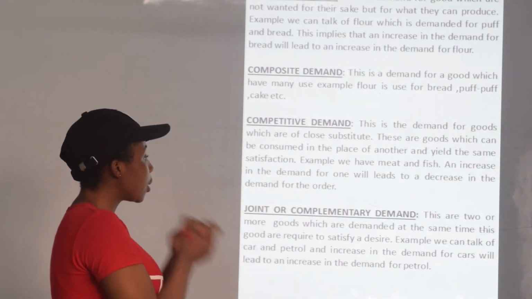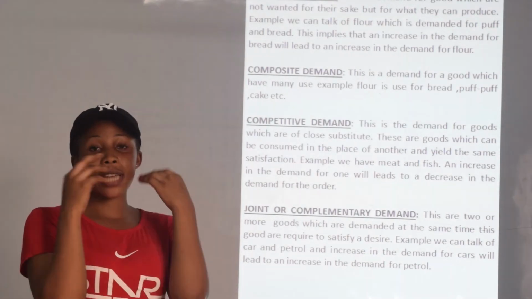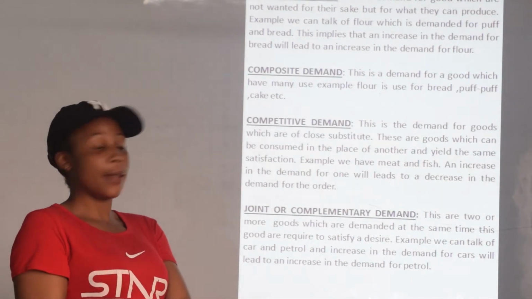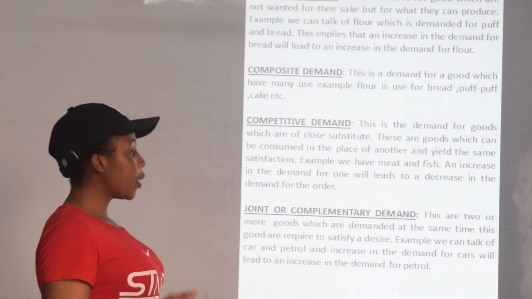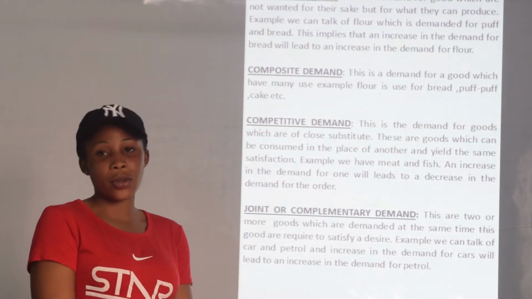Now we have joint or complementary demand. These are demand for goods which are jointly demanded or they are demanded at the same time. For example, we can talk of car and petrol. An increase in the demand for cars will lead to an increase in the demand for petrol.